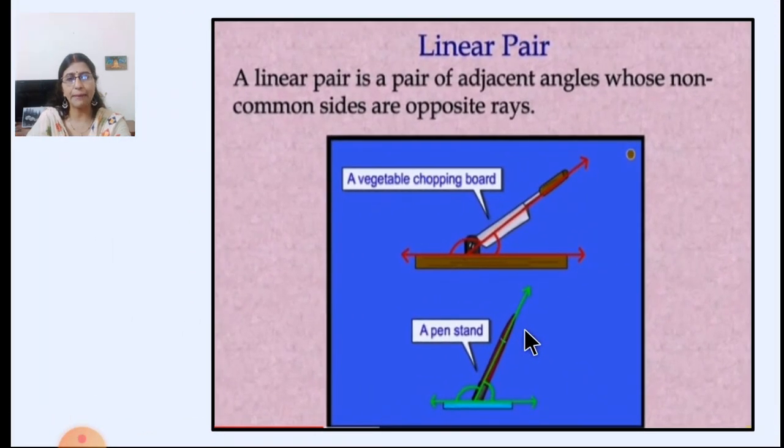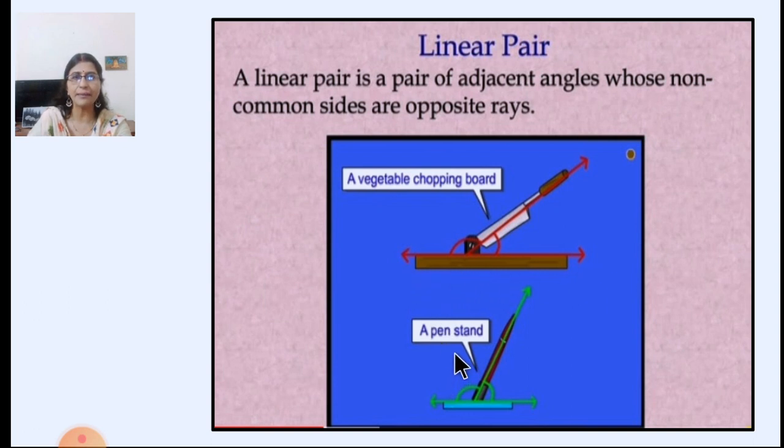Now these are examples of objects showing a linear pair. You must have seen a vegetable chopping board in your house. You can see here this is the chopping blade which is forming a linear pair of angles with the board. You can see this is one angle, this is another angle, and this is the common side, and the other two non-common arms are opposite rays. They are forming a straight line.